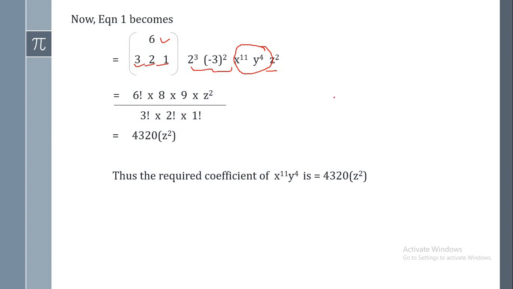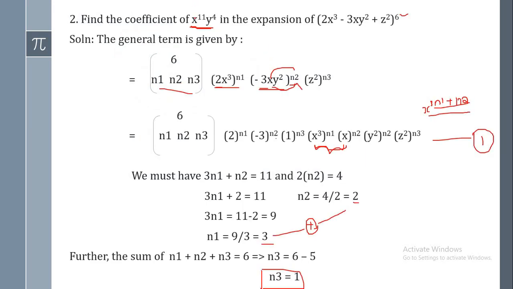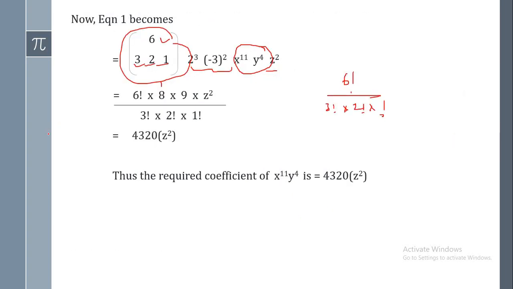Now we need to evaluate this equation, that is 6, 3, 2, 1. We will write this in the form of 6 factorial divided by 3 factorial into 2 factorial into 1 factorial. So these terms will be written in the form of this, and the remaining terms, 2 cube into minus 3 square and z square, as it is. Why are we not considering z square? Because we need to find the coefficient of x power 11 and y power 4 only. So this value will be evaluated to 4320 into z square. We don't know the value of z, so we will keep it as it is.